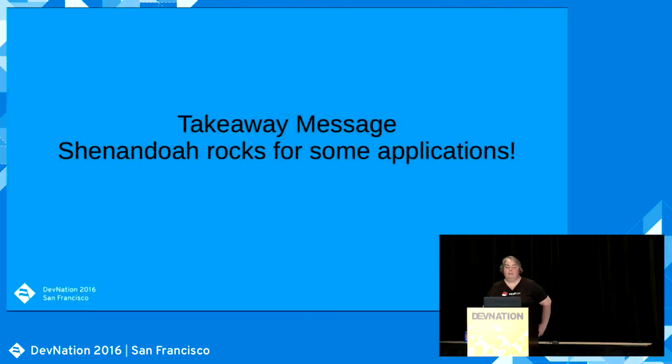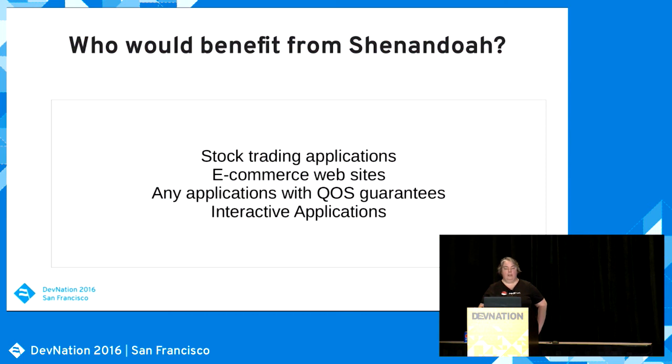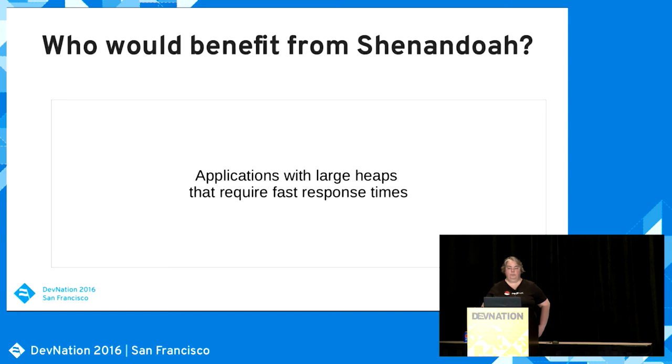Okay, so the takeaway message is that Shenandoah rocks right now for some applications. And we're going to make it better. So what are the applications that can benefit? Anything that needs quality of service. Anything that needs fast response time, an interactive application. Applications with large heaps that can't tolerate long pause times.